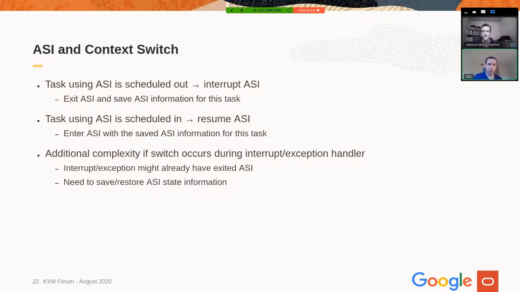What can also happen when you are using ASI is that you are being scheduled out. In that case, the behavior is fairly simple: we interrupt the ASI. It exits the ASI and saves the ASI information for the task. Once the task is scheduled again, we resume the ASI, that is, enter the ASI again with the information that was set for this task. There's a bit of complexity if this occurs during an interrupt or exception handler, because the ASI may have already been exited or interrupted. So this is just something we need to take into account in the implementation.